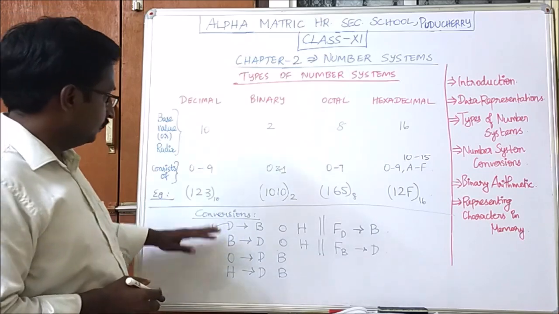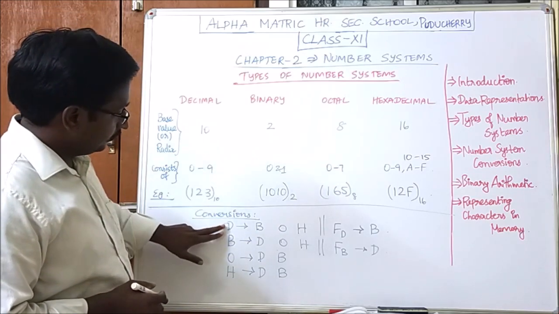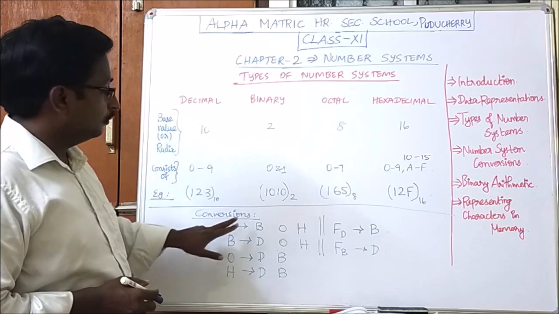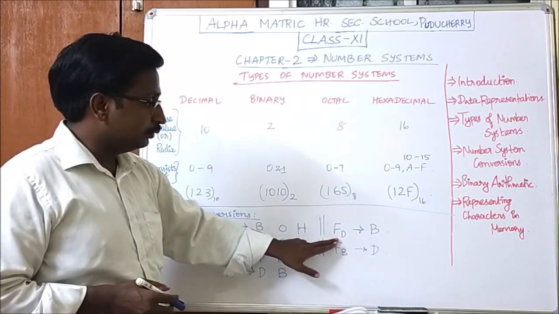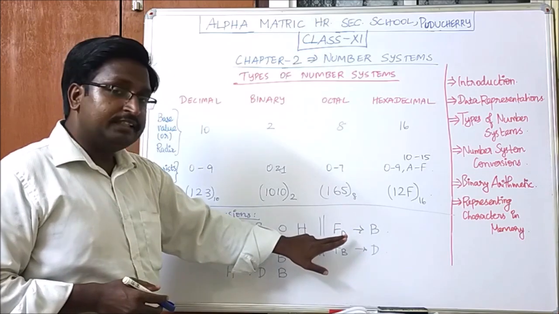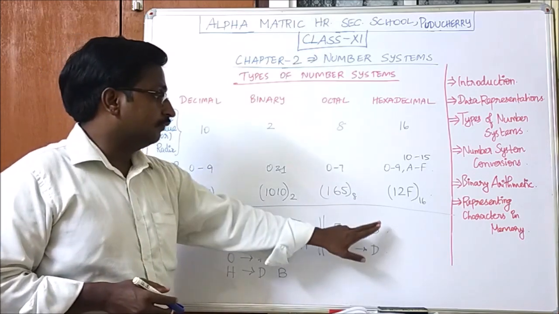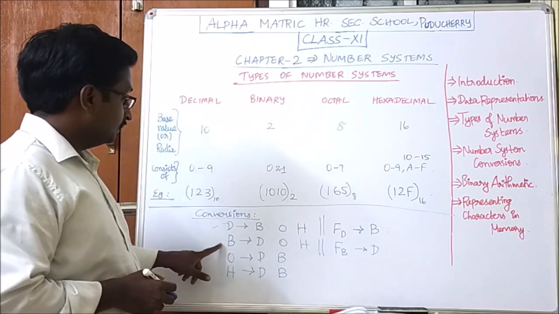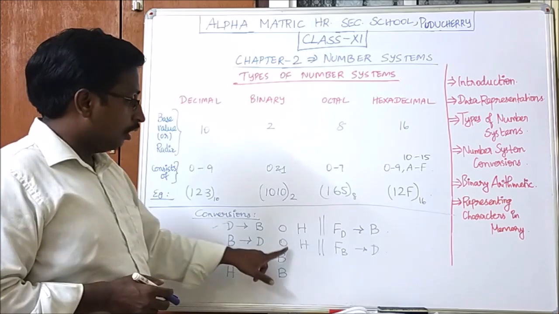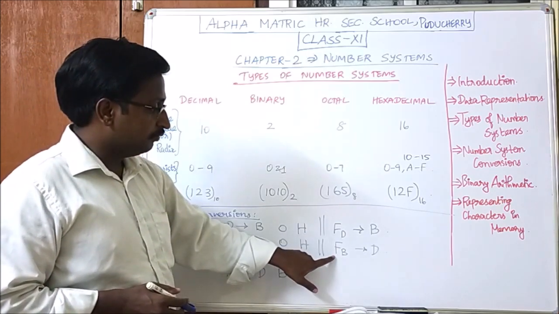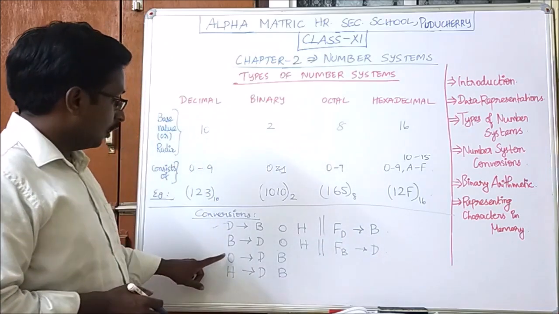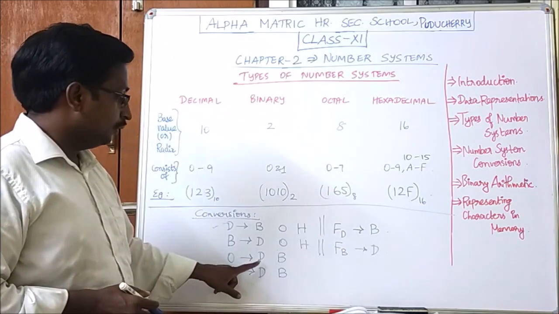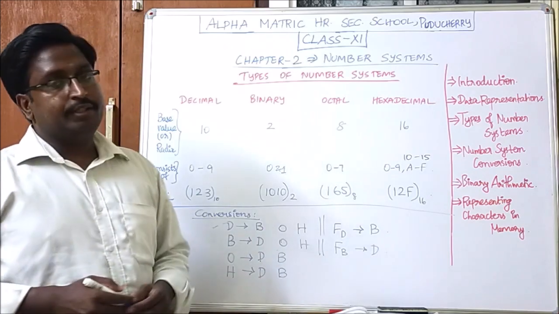So in number system conversions, first the decimal number system can be converted into binary, octal and hexadecimal. In addition to that, fractional decimal will be there, that we have to convert to binary. And similarly, binary to decimal, octal and hexadecimal. In addition to that, fractional binary will be there, we have to convert to decimal. Whereas octal and hexadecimal will be converted only to decimal and binary.